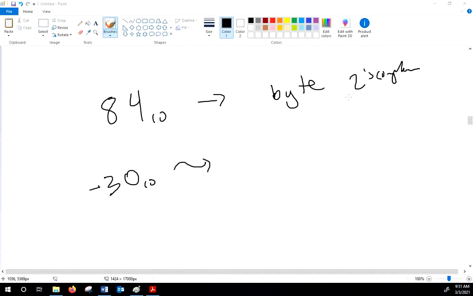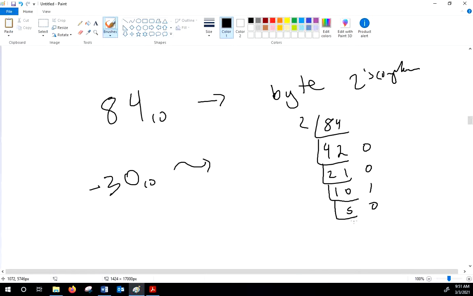Okay, let's check our answers. First, we're going to convert 84 to a base 2 number. So you just do like this. 2 goes into 84 42 times with the remainder of 0. 2 goes into 42 21 times with the remainder of 0. 2 goes into 21 10 times with the remainder of 1. 2 goes into 10 5 times with the remainder of 0. 2 goes into 5 2 times with the remainder of 1. 2 goes into 2 1 time with the remainder of 0. 2 goes into 1 0 times with the remainder of 1. And we read it from the bottom to top. So the number is 1010100, but we need 8 bits, so I've only got 7, so I put a leading 0.